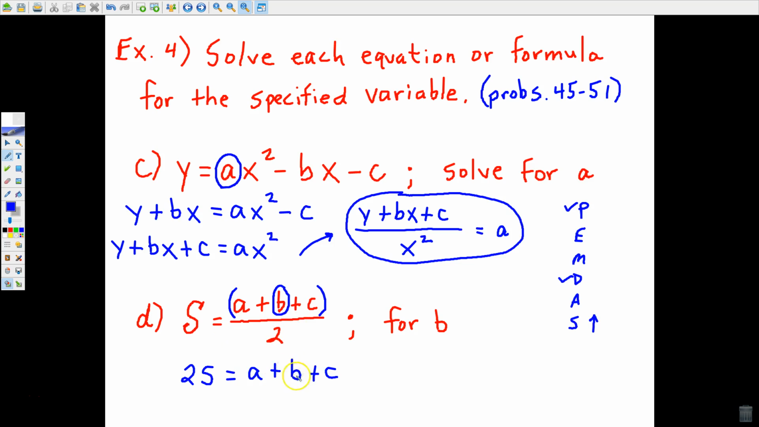If I want to solve for B, I'm going to undo the addition of A and C. And remember, of course, I undo addition with subtraction. And two steps, and we are done. We have solved for B.